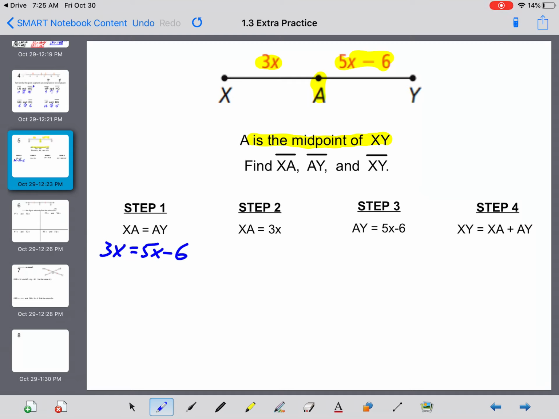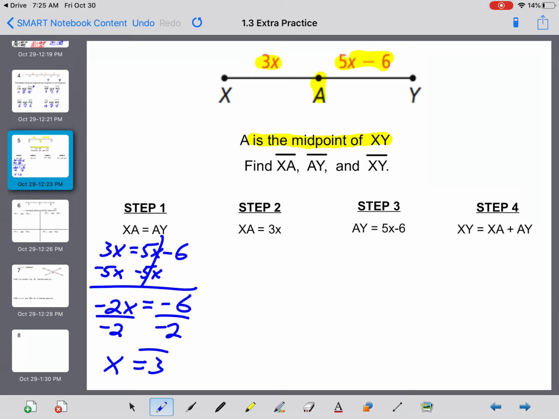Now, this time the 3x is by itself, so we unfortunately have to move the bigger number and deal with negatives. 3 minus 5 makes negative 2x, which equals negative 6. Divide both sides by negative 2, and x equals 3. Now we can find the lengths of the segments by plugging in 3 for x.